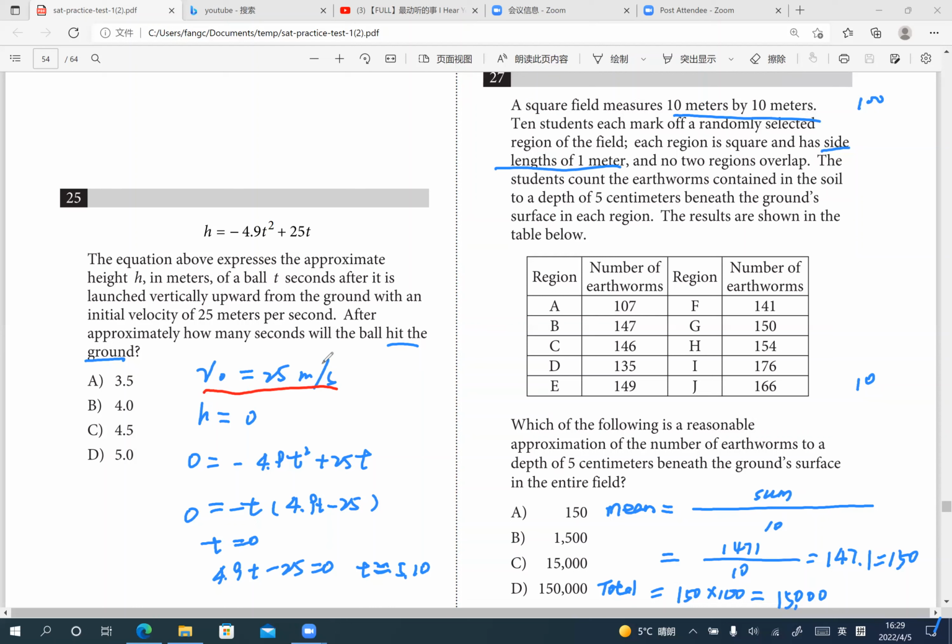After approximately how many seconds will the ball hit the ground? When the ball hits the ground, the height should be equal to 0. Then we substitute 0 for h into our equation, h equals negative 4.9t squared plus 25t, so it is equal to 0. Then we solve for t. By factoring a t out of the expression, we have 0 equals negative t times, in parentheses, 4.9t minus 25.